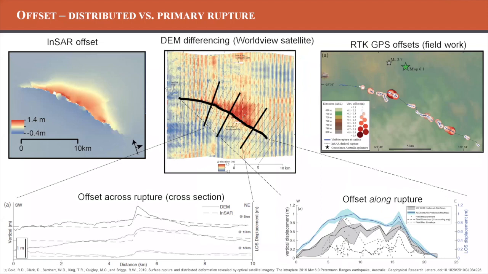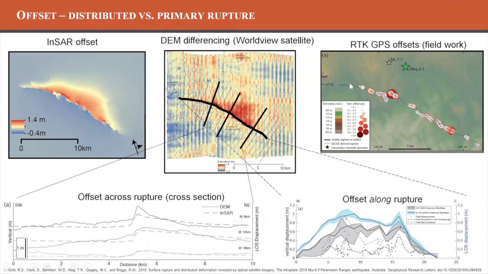All right, now thinking about offset. So we're back on the Petermann earthquake from 2016, and Ryan Gold at the USGS put this paper together that we helped to co-author a few years ago. And he looked at what he could see in the InSAR offsets that I showed earlier. And then he created this DEM of difference. So he took 2 satellite images from before the earthquake, 2 satellite images from after the earthquake, created DEMs before and after, and then differenced those DEMs to try to understand the offset envelope around the surface structure.